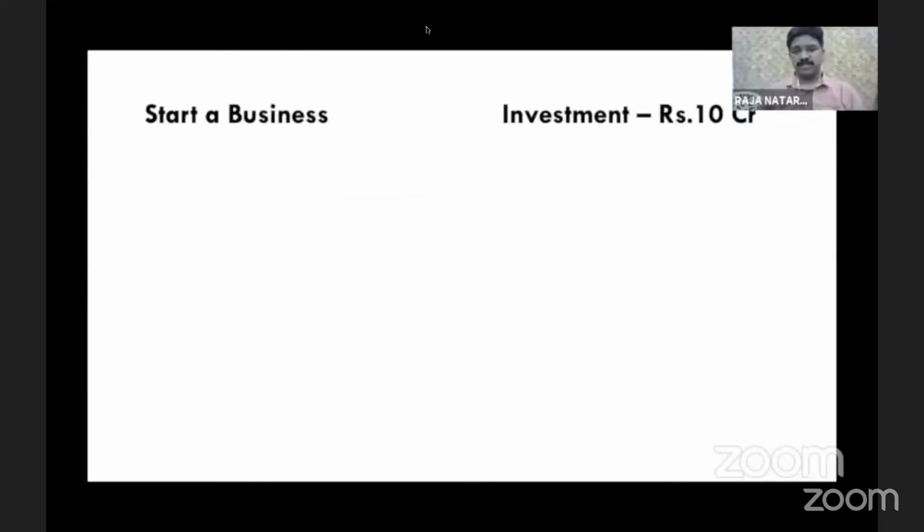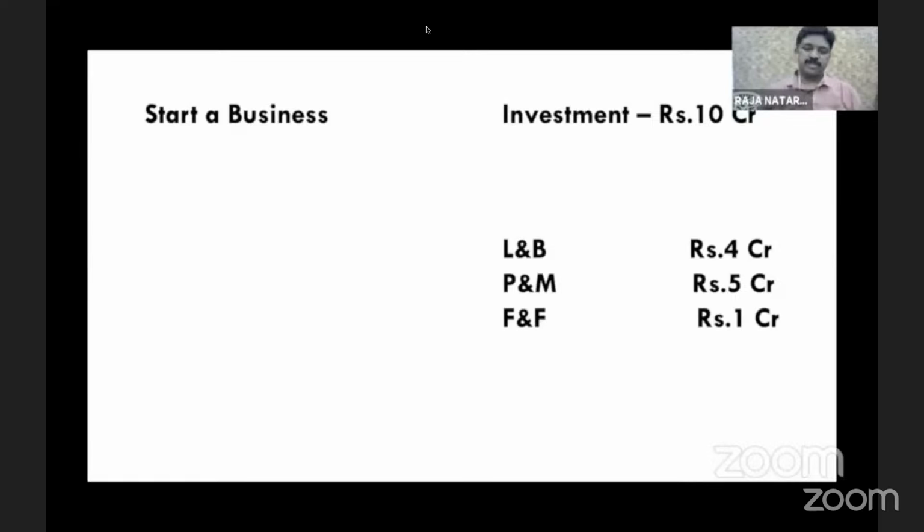Let's say I'm going to start a business, and this business demands an investment of 10 crore. And why do I need this 10 crore? I need this 10 crore to invest in land and building 4 crore, plant and machinery 5 crore, and furniture and fixture 1 crore. So totally 10 crore. I'm investing on these items. I'm going to call these items assets because I'm going to own them.